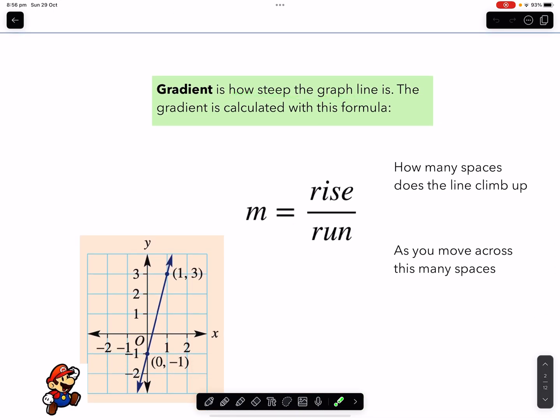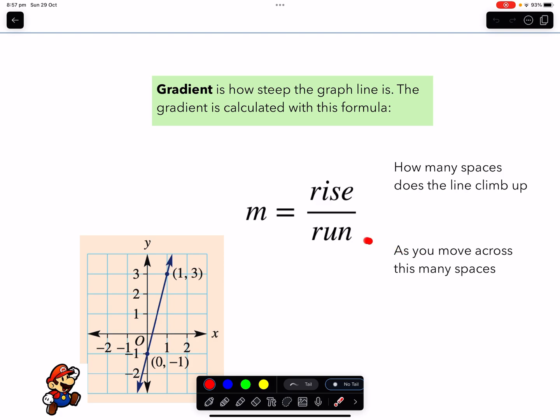Gradient is how steep the graph line is. The gradient is calculated with this formula. I've got the gradient, that's the letter M, and it's the same answer as if you take the rise, how many spaces the line climbs up, and you divide that answer by the run, which is how many spaces you move across. So we're climbing up a few spaces, divided by how far across you run.